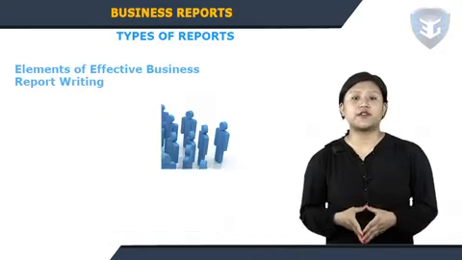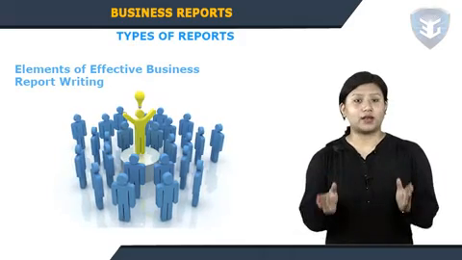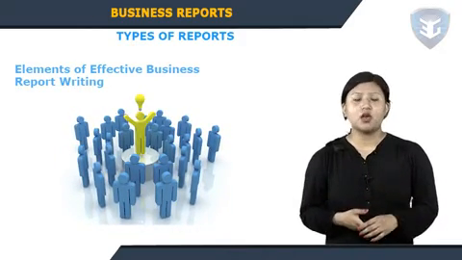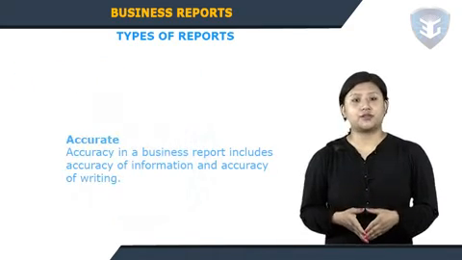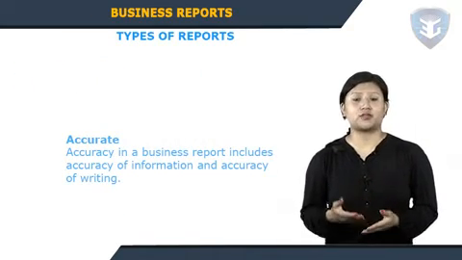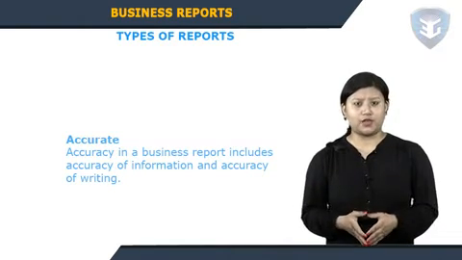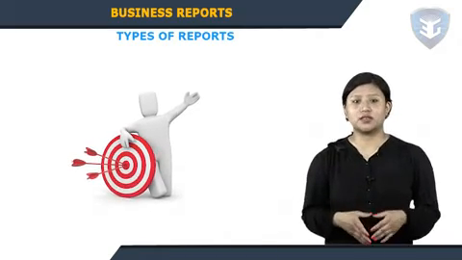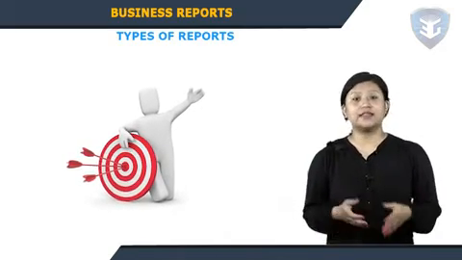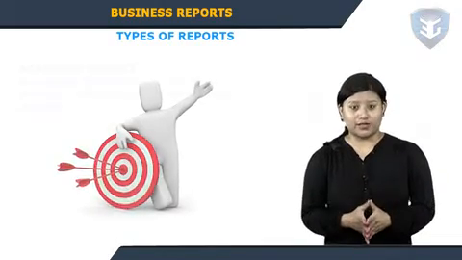The elements of effective business report writing. Now that we have an overall outline and rough draft of the report, we are ready to start polishing the document. Accurate. Accuracy in a business report includes accuracy of information and the accuracy of writing. Since the information in a business report is used to make decisions, inaccurate information can lead to inaccurate decisions. Therefore, make sure the facts are right.